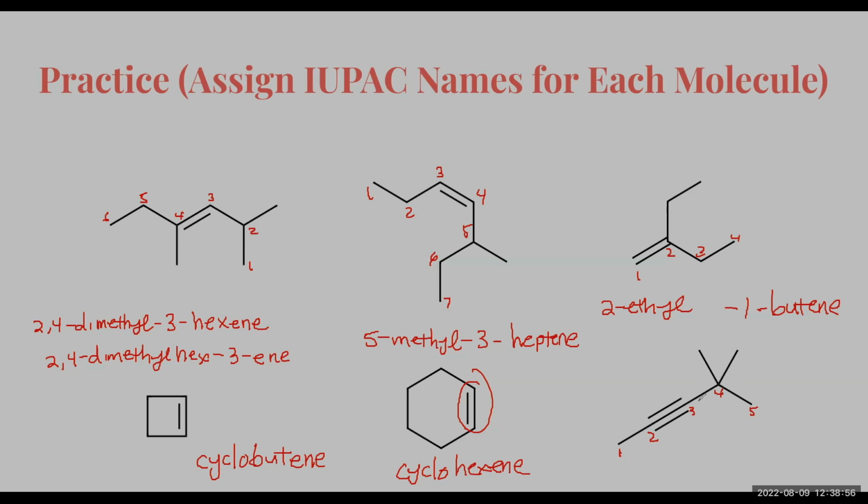So if you were to do the name on this one, we would say that the parent is going to be a 2-pent, because there's a 5 carbon chain. So 2-pentyne. And then on the 4th carbon, we have 2 methyl groups hanging off of it. So I can put that as 4,4-dimethyl, and then 2-pentyne. And that'll be the name of this compound.